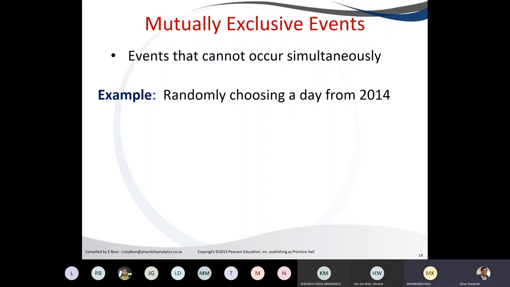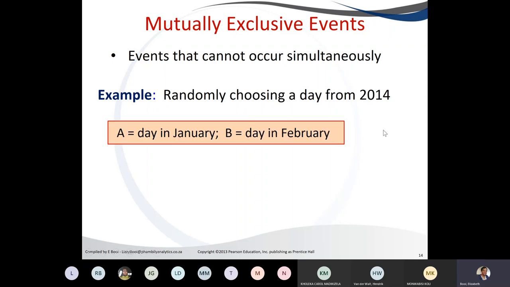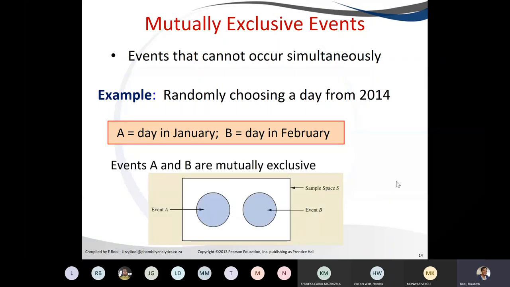Let's say, for example, we choose a day from the calendar in 2014. And we define A to represent a day in January and B to represent a day in February. There will never be a day that is in January and can also be in February. Therefore, A and B are mutually exclusive because they can never happen at the same time. And that's what we define. So the probability of A and B, the joint probability, will be equal to zero.